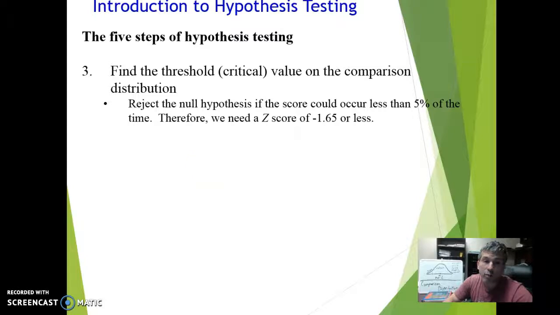So our alpha level is 0.05. It's all in that region of rejection in the one tail, so it's just the bottom 5%. Were it two-tailed, it'd be the bottom 2.5 and the top 2.5%. That's how we'd split that 5% up.